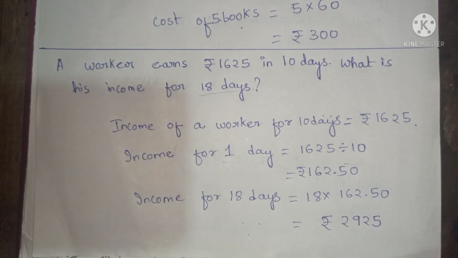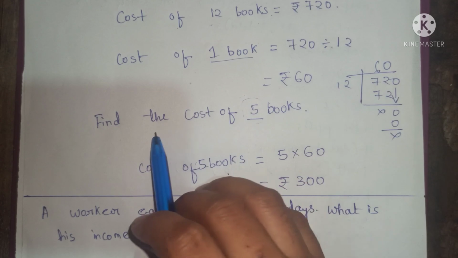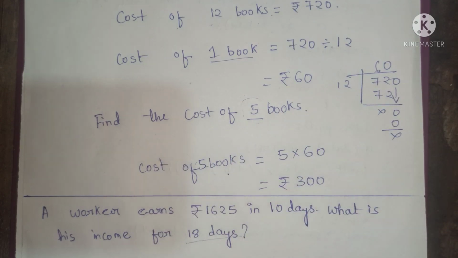Similarly, in the previous example, we had to find the cost of one book. Then only we could find the cost of 5 books. Okay, so in this way you can solve many questions.